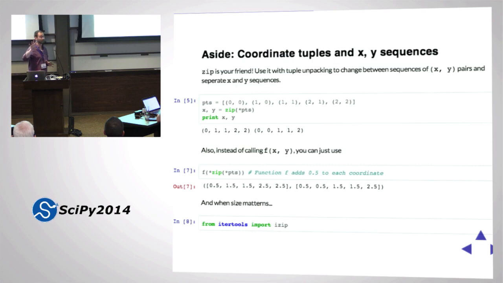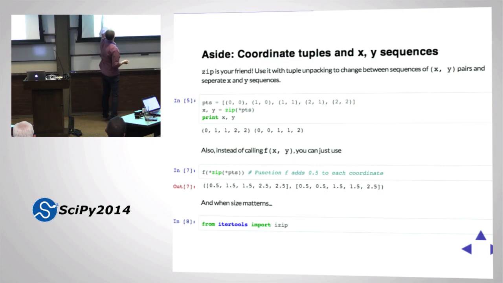Okay, so quick little aside here. Coordinate tuples and XY sequences. Okay, this is actually copied directly from the course last year because it's useful. So basically this star thing is like unpacking. You're going to unpack something into two separate pieces. So if we've got a set of X's and a set of Y's and we use this star thing, it unpacks it into two separate things. And if we zip it, it zips it up into tuples of x and y coordinates.